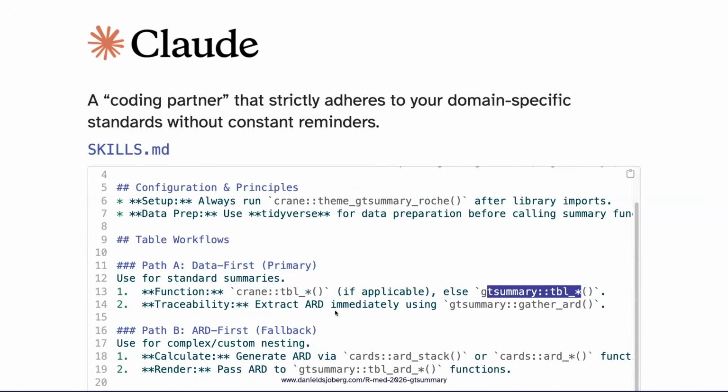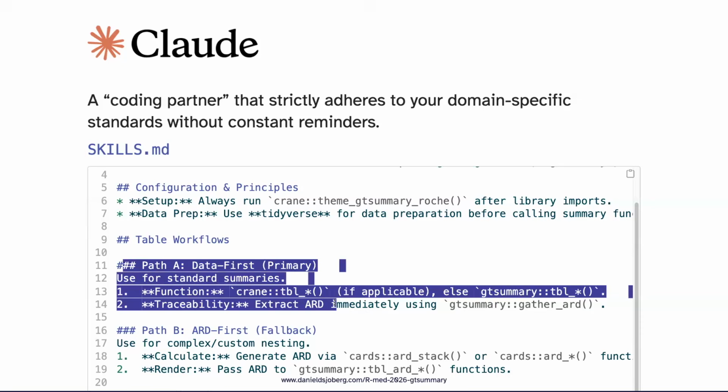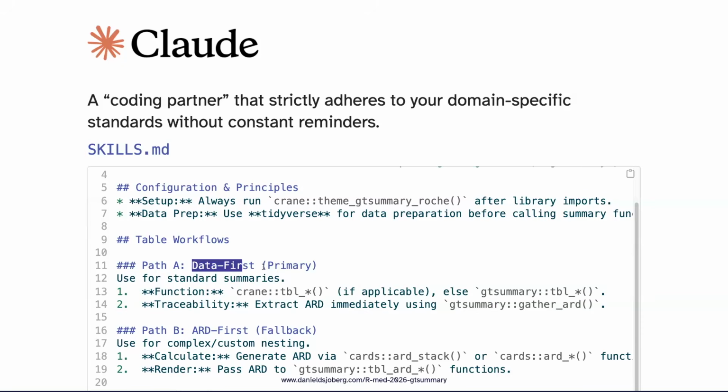I want you to extract the ARD immediately from every table you create using gather_ard. This is how I want you to create tables. If the data-first way of creating tables doesn't work or doesn't exist, then path B: do an ARD-first method where you can calculate the ARD with cards or any kind of ARD function from cards, then use one of the gtsummary tbl_ard functions to build a table.